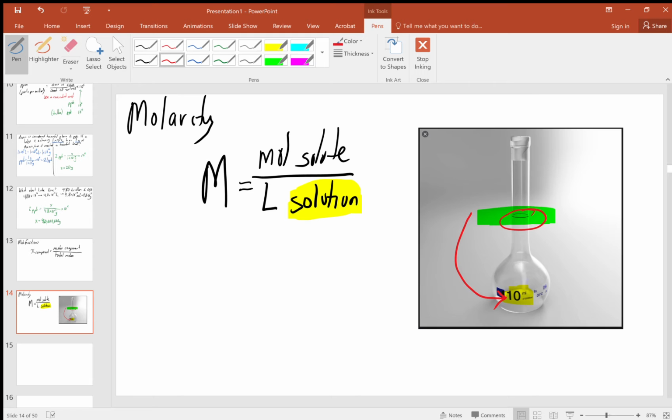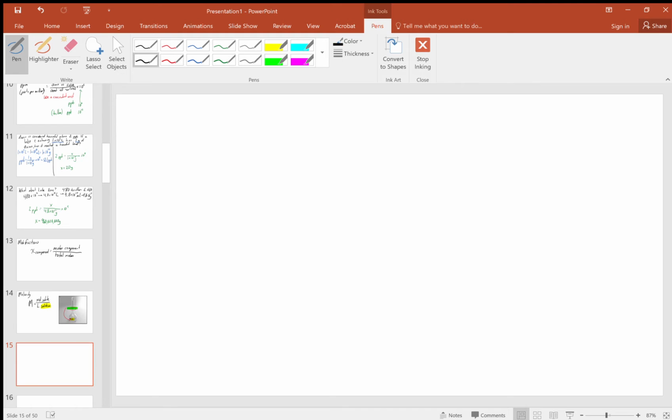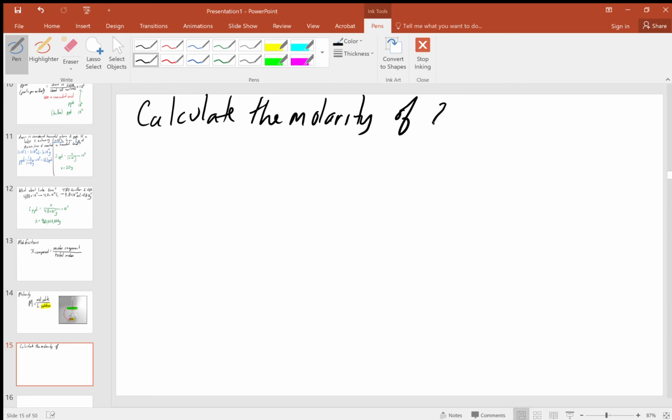But other than that, these calculations end up being pretty basic, because the liters of solution is something you would measure, and then the moles of solute is something we already know how to calculate. So let's do an example. We're going to calculate the molarity of 21 grams of sodium chloride in a 1 liter solution.